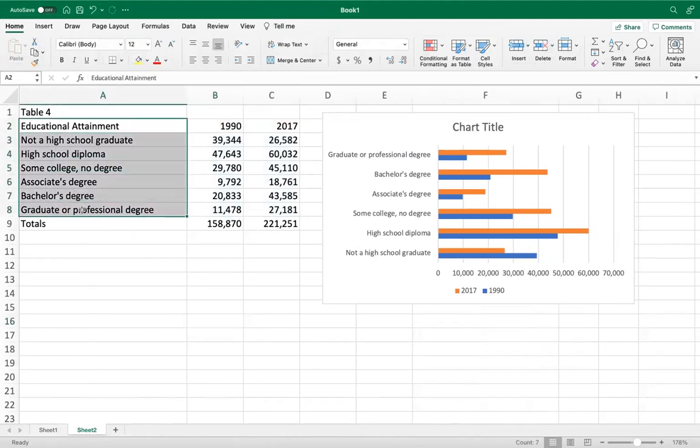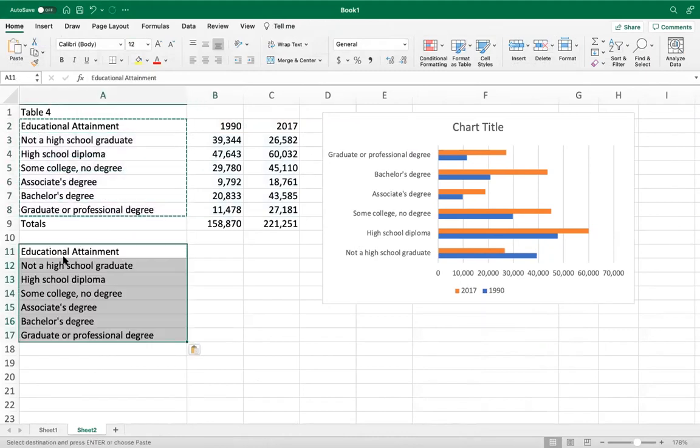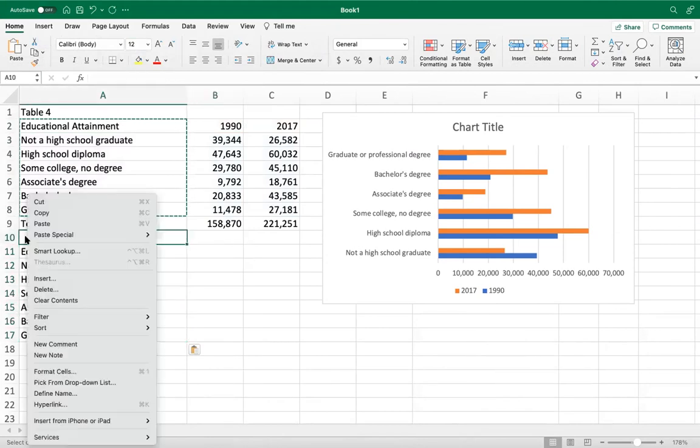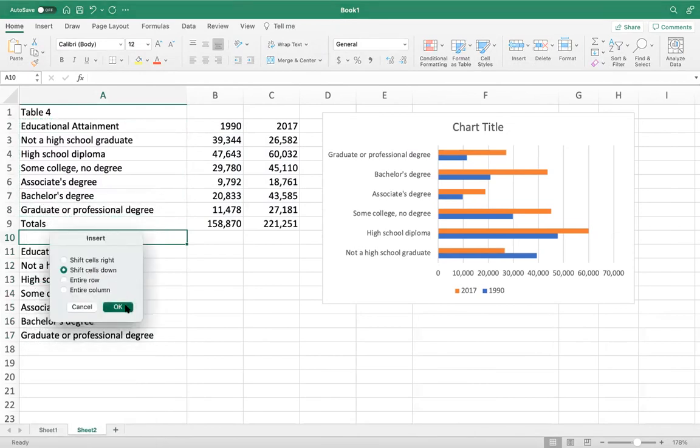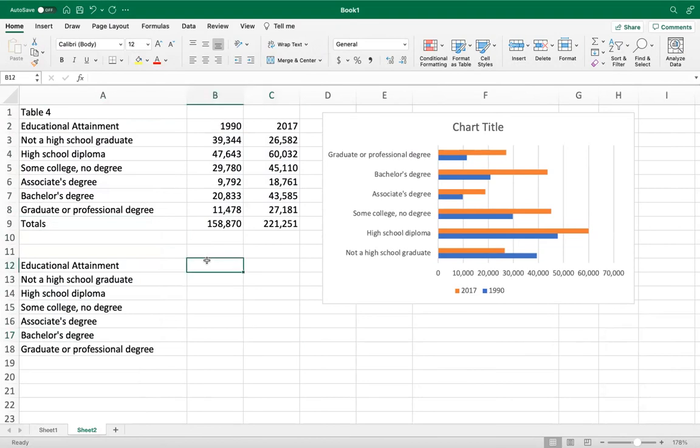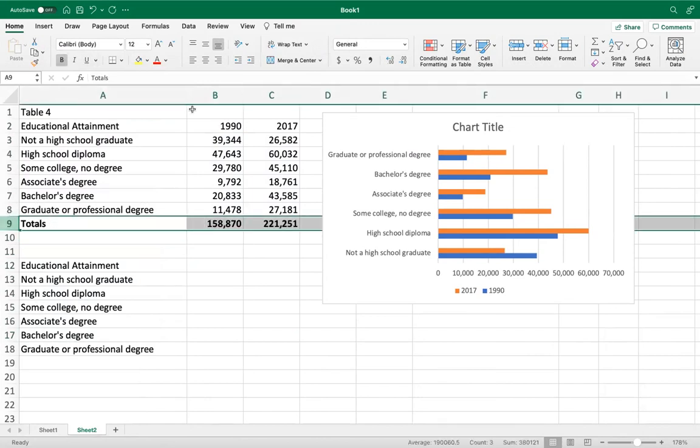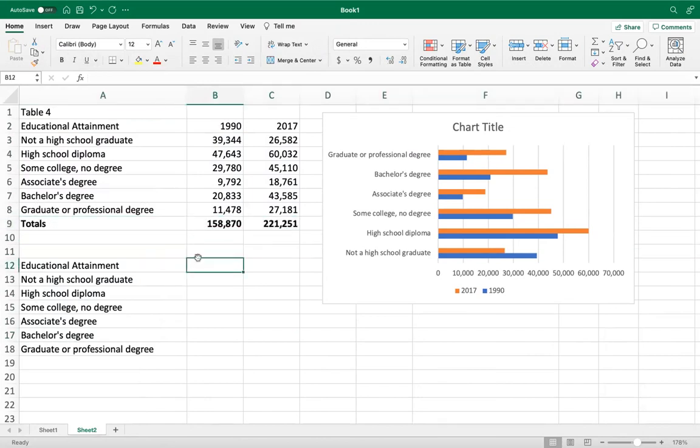So let's copy all of this. Now relative frequency, let's get a little bit more spacing here. All right, perfect. So relative frequency, remember, is the value divided by the total. We already have totals right here. Let's highlight that, and let's get the relative frequencies for each of these. So that was educational attainment, 1990 and 2017.